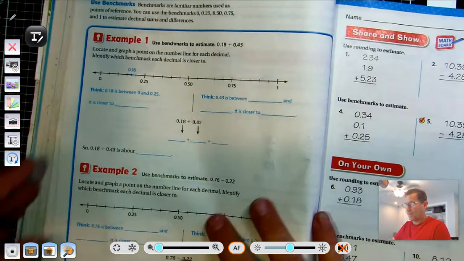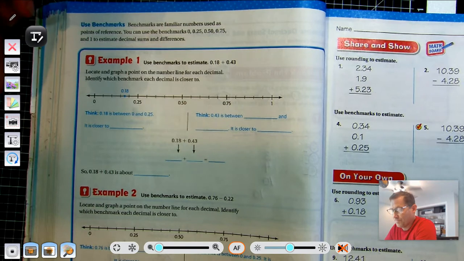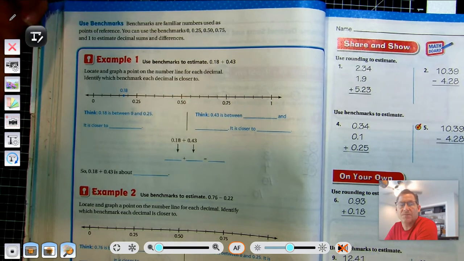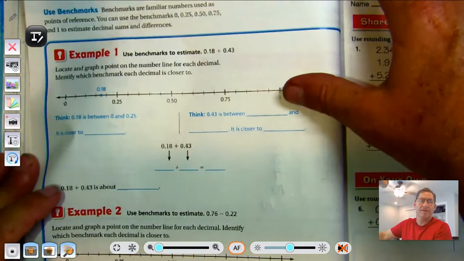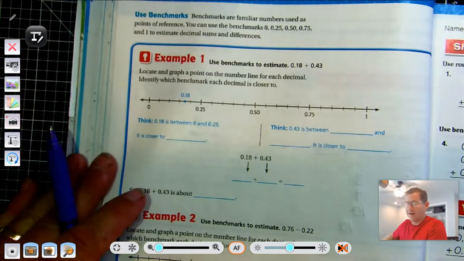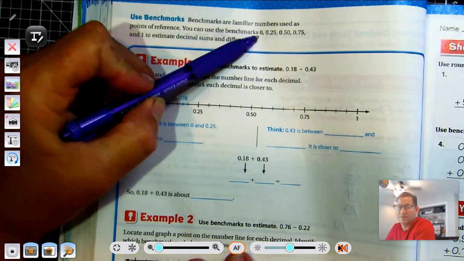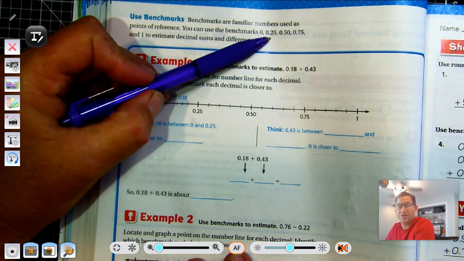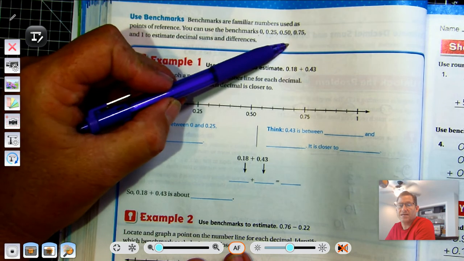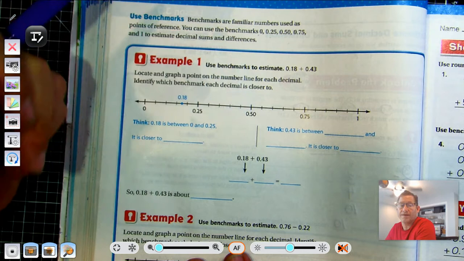All right, 136. Okay, we can also estimate sums and differences by using benchmark values. And so we have 4 values that we can use. 0, in other words, the number that we have, is it closer to 0? Is it closer to 25 hundredths? Is it closer to 50 hundredths or 75 hundredths? And finally 1. So actually 5 values, right?